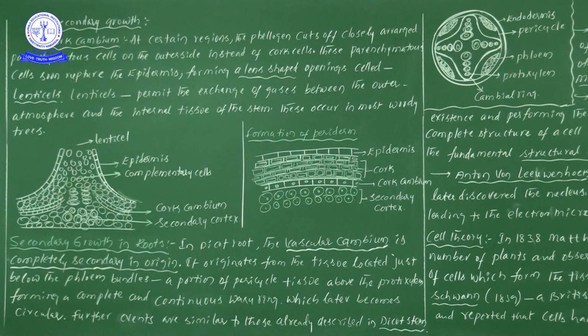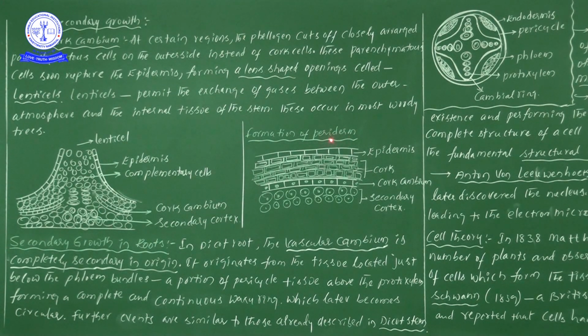So from the point of view of the tissues, the tissue present outside the phellogen we call phellum, and the tissues situated inside we call phelloderm. So phellogen, phellum and phelloderm all together we call the periderm.